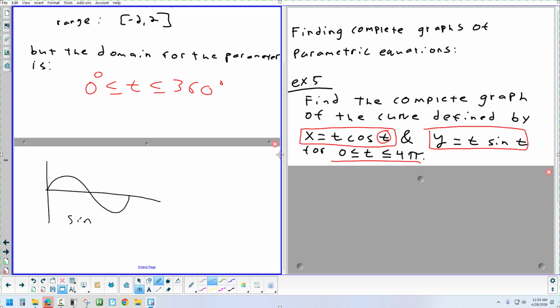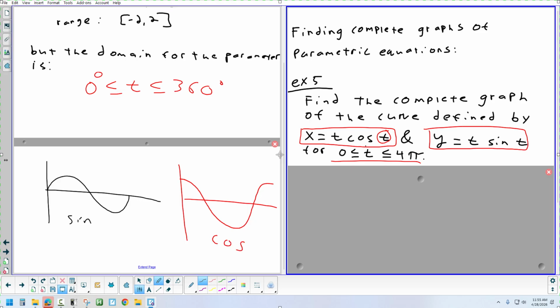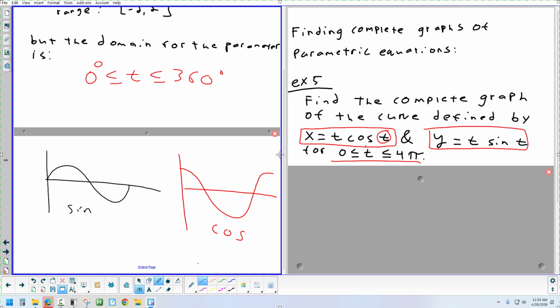There's sine. There's cosine. Let's start with cosine. What's the highest that cosine ever goes? 1. And what's the lowest? -1.